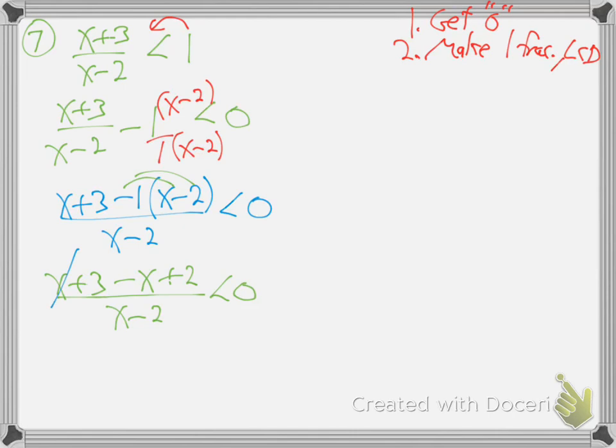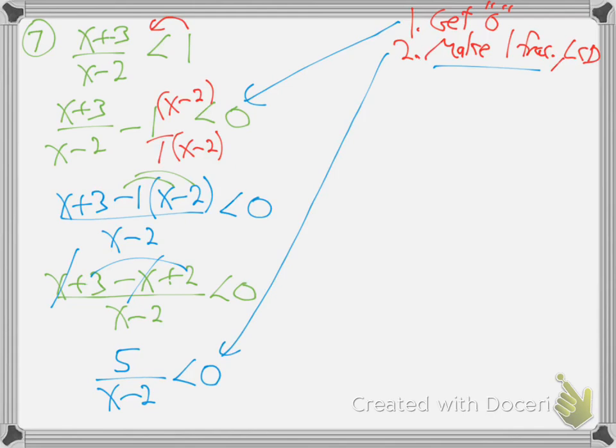And then combine like terms, x minus x cancels. 3 and 2 is 5 over x - 2 less than 0. So we made it one fraction. So we got a 0, and we made it one fraction.